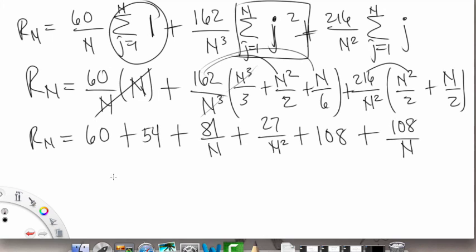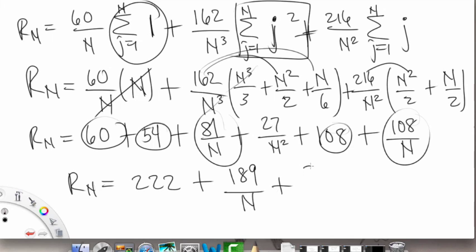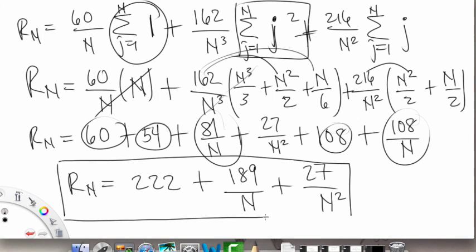Okay, so now let's combine all of the constants like we can. And then we'll combine the terms over n as well. So r sub n is going to end up being 60 plus 54, that's 114, plus 108, so that's going to turn out to be 222. And then we get 81 plus 108, that's going to be 189 over n, and then that 27 is just by itself over n squared. Okay, so this, we've finally made it, is our r sub n. That's our right endpoint, our nth right endpoint approximation.